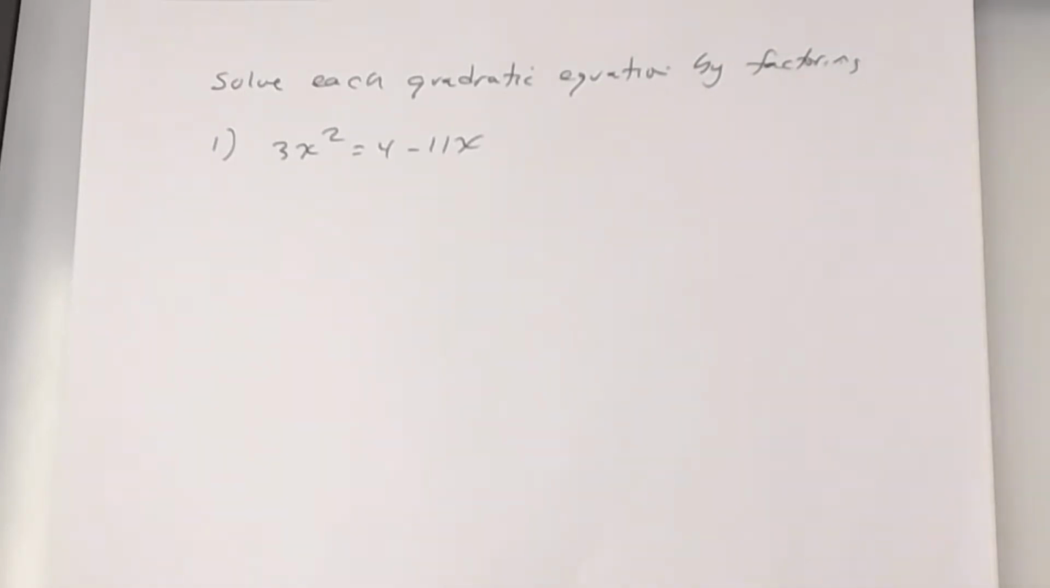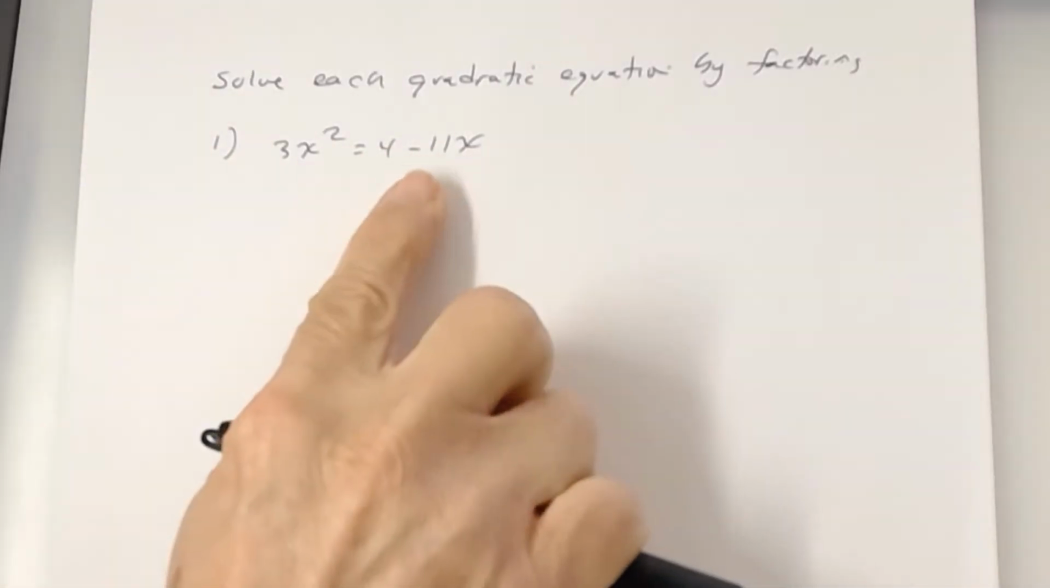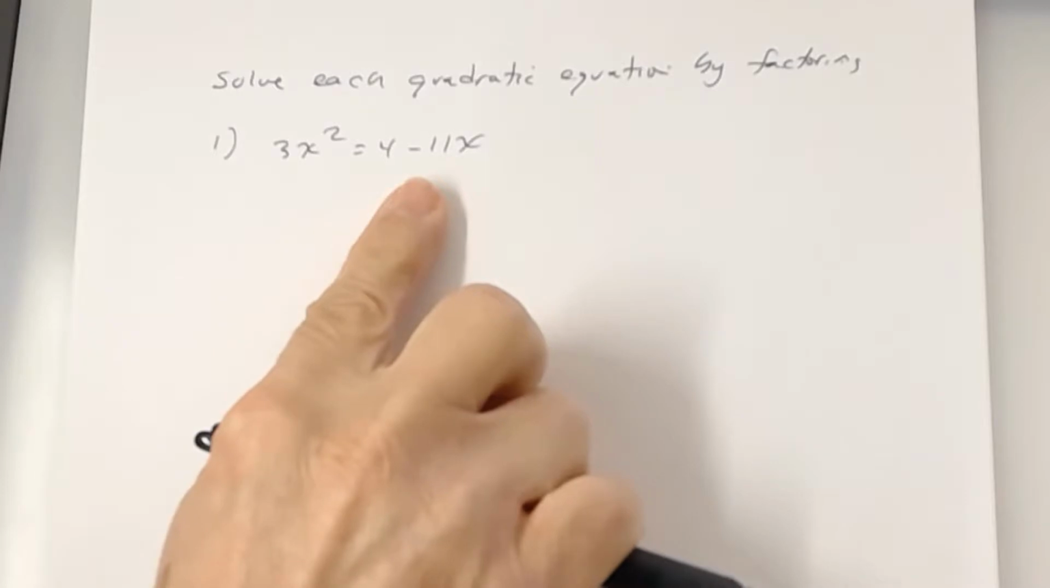Some of you remembered. Not all of you, because not all of you said anything. But at least one person did. Zero factor property. If I'm going to use a zero factor property, what number should be on the other side? Zero. Okay, good. All right.